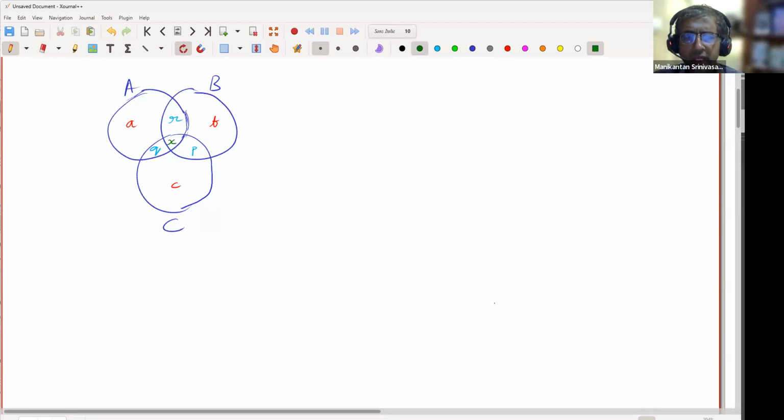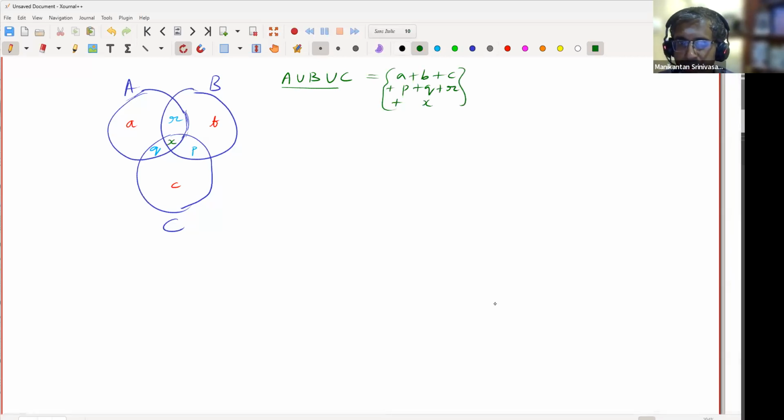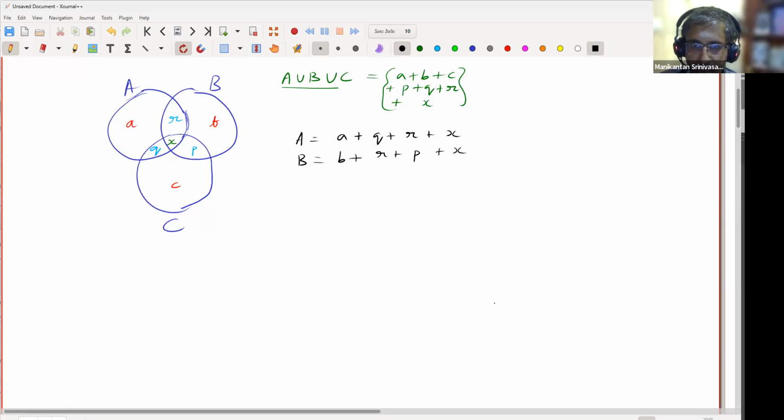Now, what is A union B union C? A union B union C is literally the sum of all of them. It's A plus B plus C plus P plus Q plus R plus X, right? How do we generate this using the known quantities? What are the known quantities? We know A. A is A plus Q plus R plus X. We know B. B is B plus R plus P plus X. I'm writing it symmetric, P, Q, R, cyclically. So C is the small c plus P plus Q plus X.